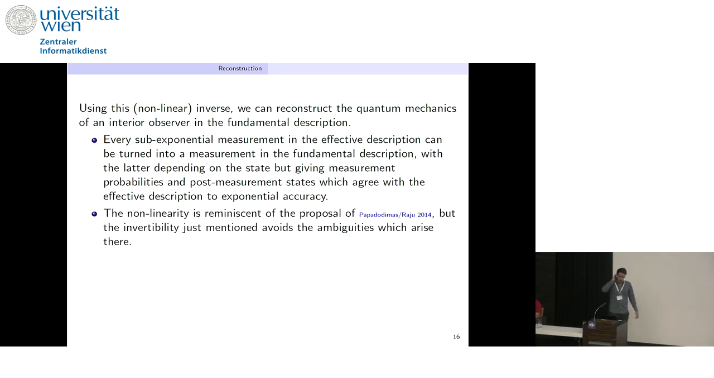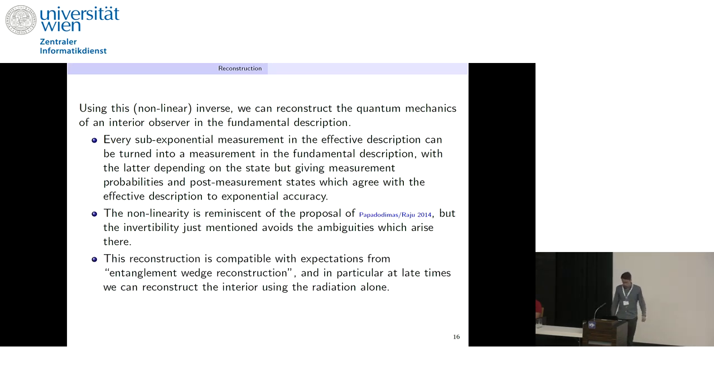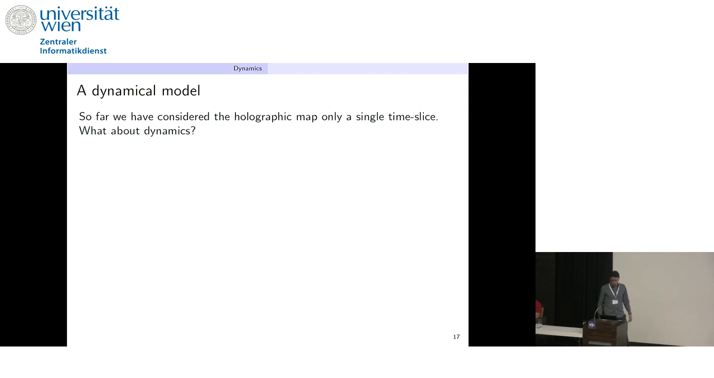The nonlinearity is reminiscent of Papadodimus and Raju, who had another way of trying to do this, but the invertibility that I just mentioned avoids the ambiguities that arise when you try to do things their way. This reconstruction is compatible with entanglement wedge reconstruction, and in particular, like Vijay said, at late times you can reconstruct the interior using the radiation alone, and indeed it'll be exponentially complicated. All right. On to the good stuff.